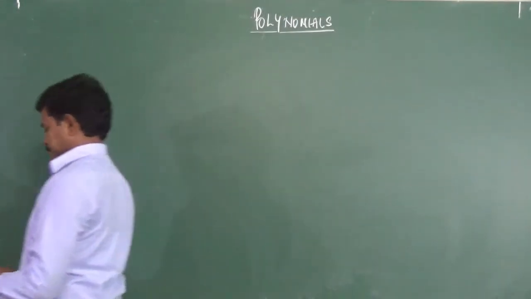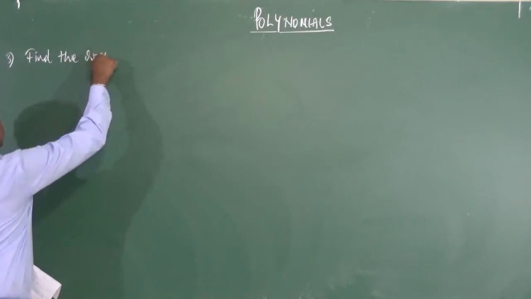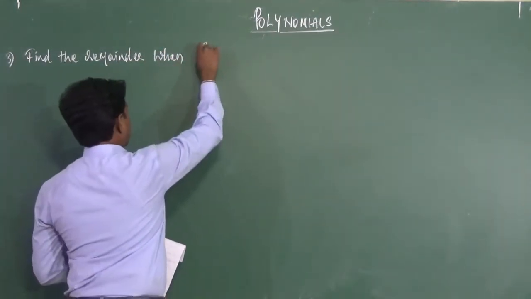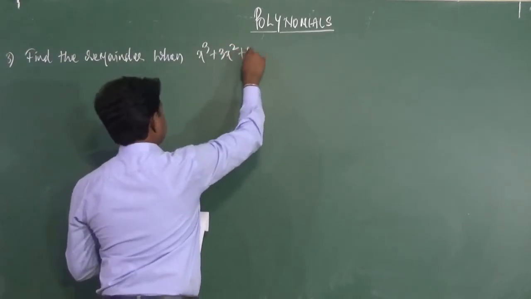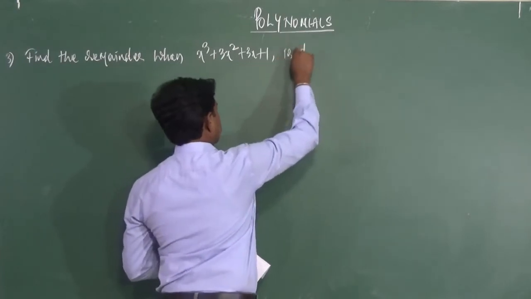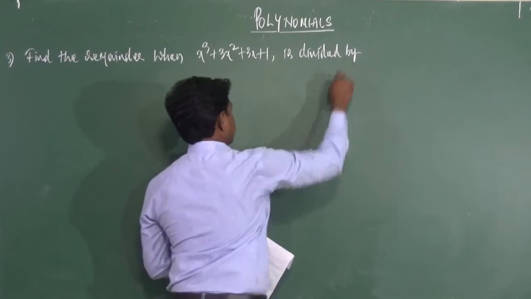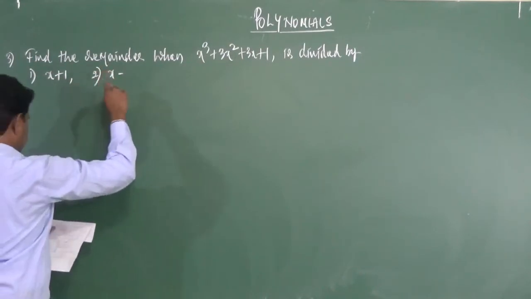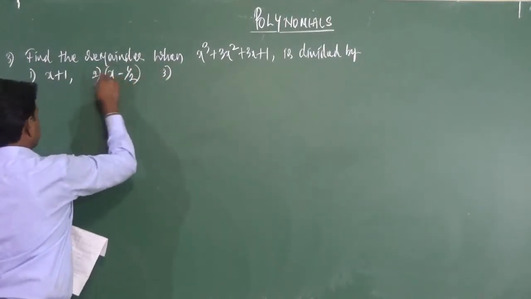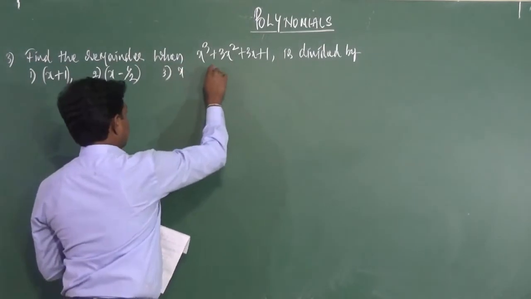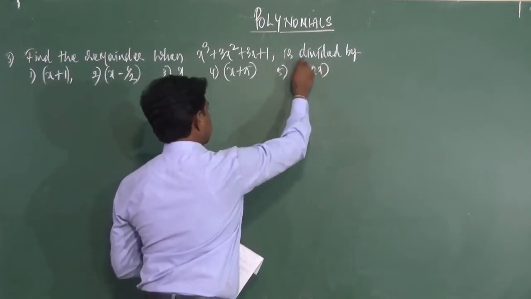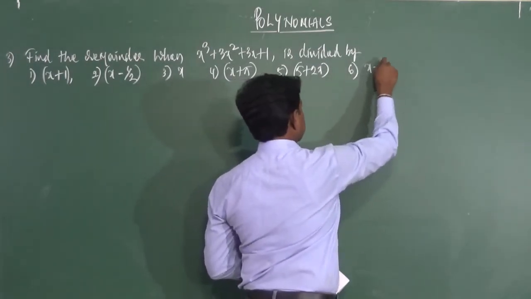Okay, let us get into the next problem. Find the remainder when x cube plus 3x square plus 3x plus 1 is divided by: first one x plus 1, second one x minus 1 by 2, third one x, fourth one x plus 5, fifth one 5 plus 2x, and sixth one x minus 3 by 2.